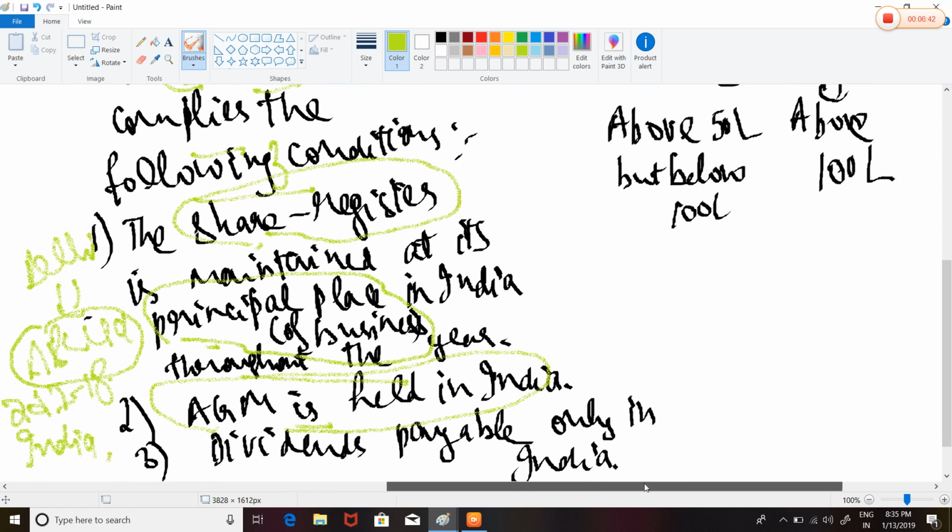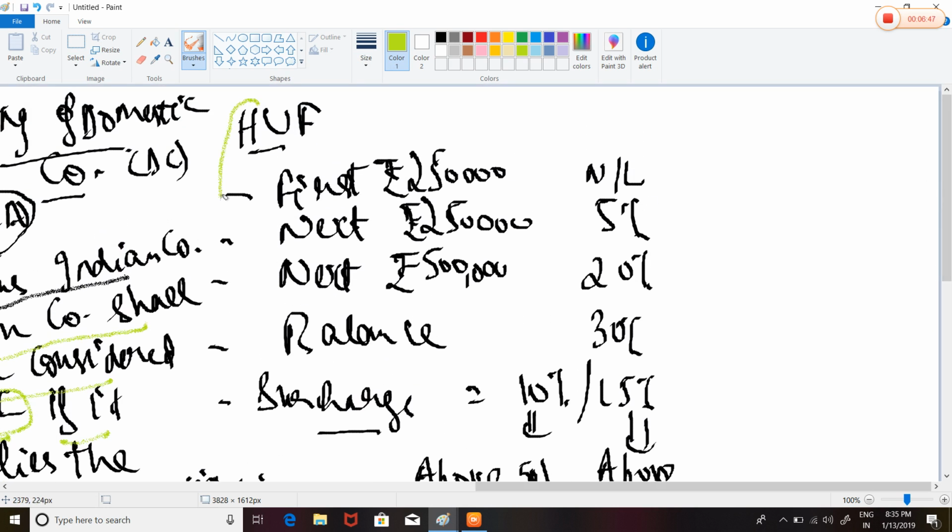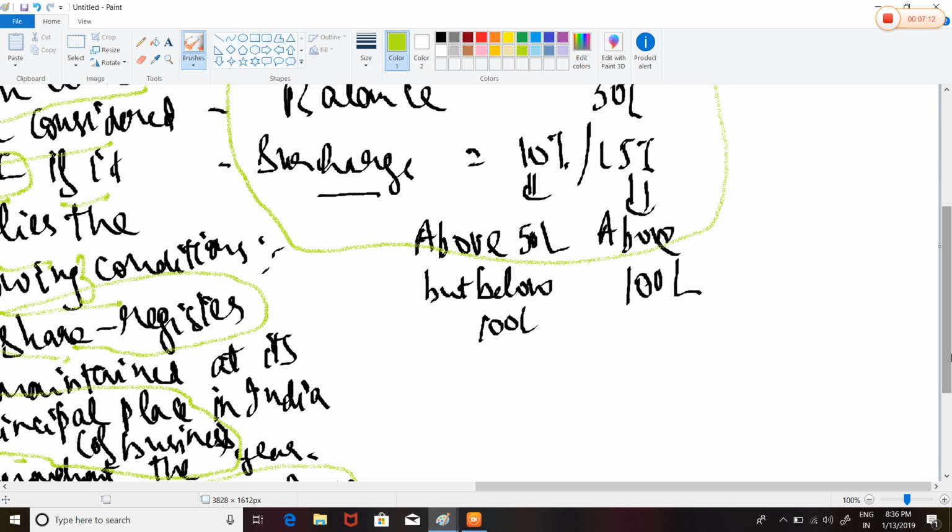Next, taxability of HUF. It will be the same as the taxability of a normal person. That is, first 2,50,000 nil, next 2,50,000 5%, next 5,00,000 20%, and on the balance income 30%. Surcharge is applicable in the same way, 10%, 15%. Casual income shall also be taxed at 30%.